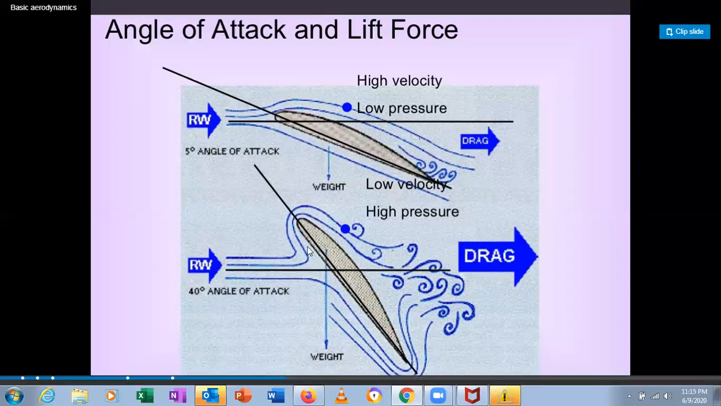Understood? Alpha is equal to angle of attack. That is a symbolic representation. What is happening? You can check a 5 degree angle of attack and a 40 degree angle of attack. The difference between the 5 degree and the 40 degree: when the air is flowing over the airfoil, there will be a small separation.